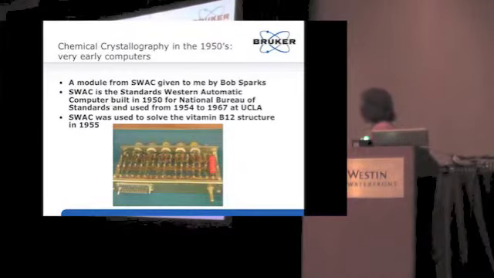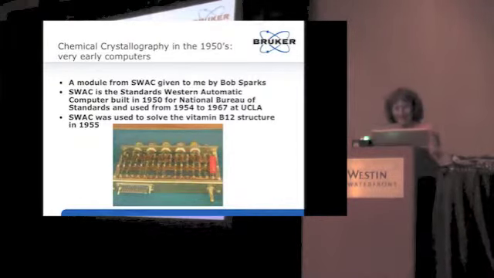So here's an actual module of SWAC that I had at the office, and I took a picture of it last week because I thought it would be fun to look at. And indeed, this was one of the modules of that exact SWAC that was, as Jenny said, going back and forth with Ken Trueblood, doing the calculations on vitamin B12. So we can touch this. That's where it did those calculations.